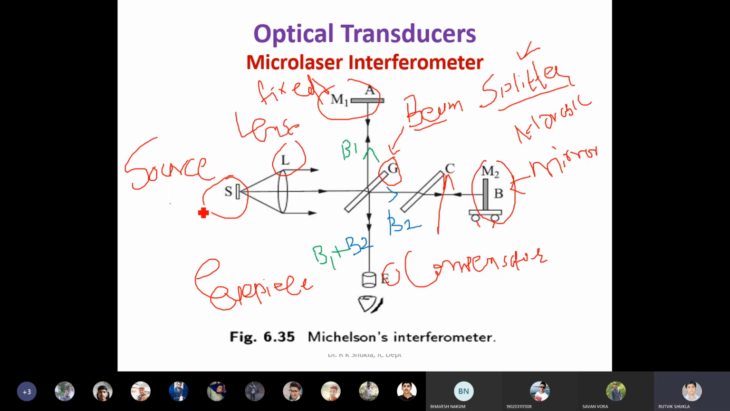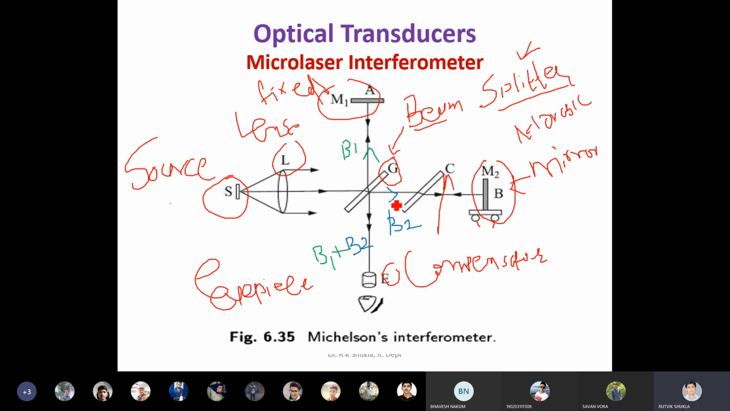Clear? So source generates the light, goes to the lens, strikes to this particular G, that is the beam splitter. So what happened? One beam goes in this direction, that is called B1. This light beam B1 strikes to the A, location A, or the fixed mirror M1. From that it gets reflected back, and then it falls on the eyepiece E.